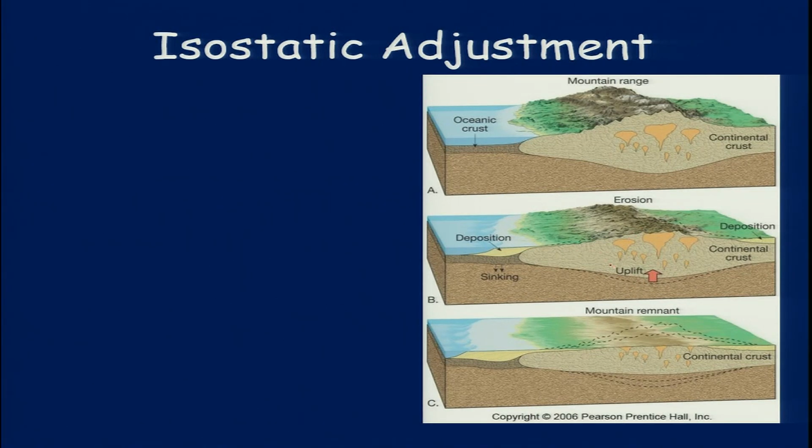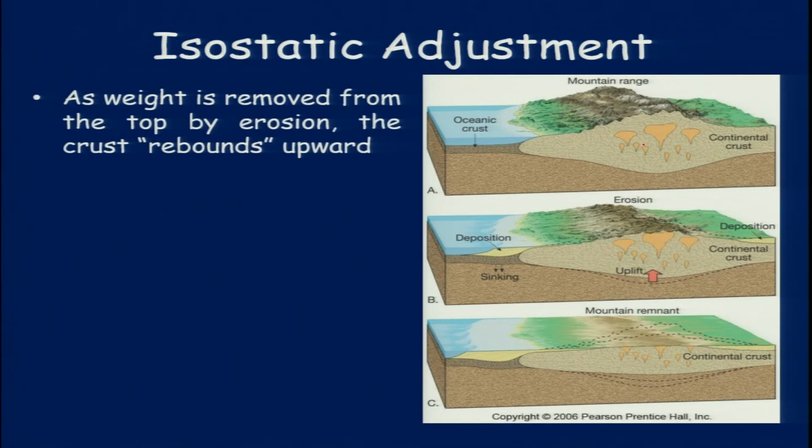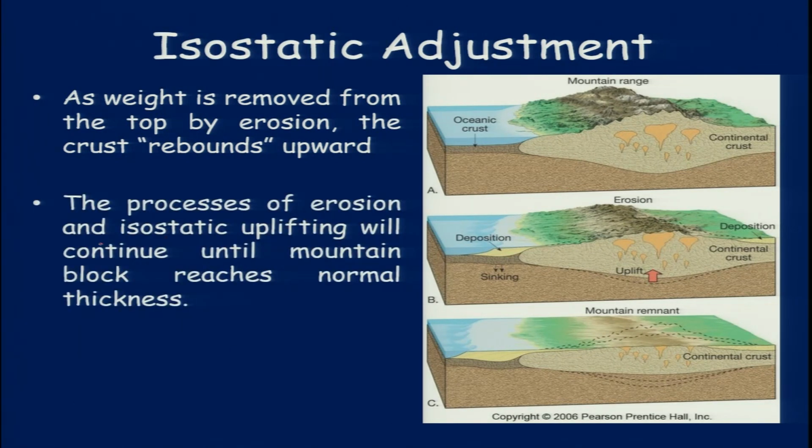process can also trigger earthquakes. Okay. And similarly, the time will come when you will have all flat areas and no thicker part left. But again, this will be in balance. So as weight is removed from the top by erosion, the crust rebounds upward. The process of erosion and isostatic uplifting will continue until the mountain block reaches normal thickness.